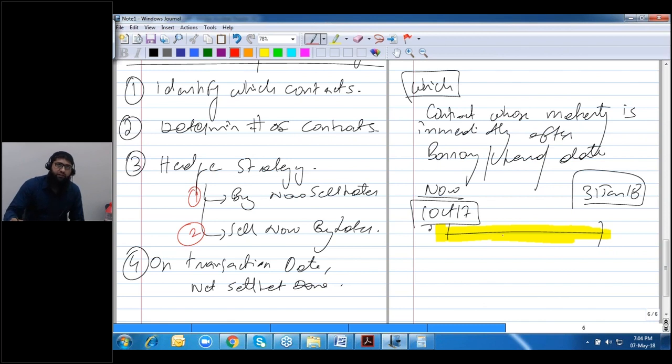Now let's actually talk about it. So what exactly are we going to do? How exactly are we going to operate? We need to choose the contract whose maturity is immediately after 31st January, because our risk is going to cease on 31st Jan. We are not going to be facing any further risk after 31st Jan. So we need to establish what is going to be the contract immediately after 31st Jan.